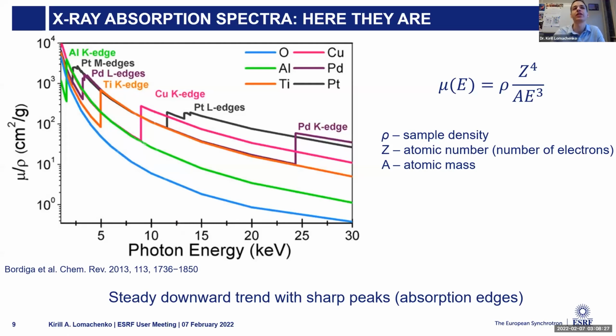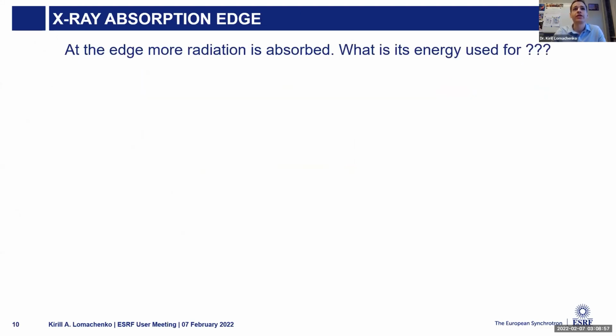So somehow the edge energy is a characteristic feature of a particular chemical element. That already gives a clue about the element selectivity of the methods that we'll talk about later. So X-ray absorption coefficient is a measure of how much the sample absorbs X-ray light. So it means that when we have an edge jump, X-ray absorption step, it means that we start absorbing more energy abruptly. So where does this energy go, what is it used for? Because the energy should be conserved, right? So we should use it for something.